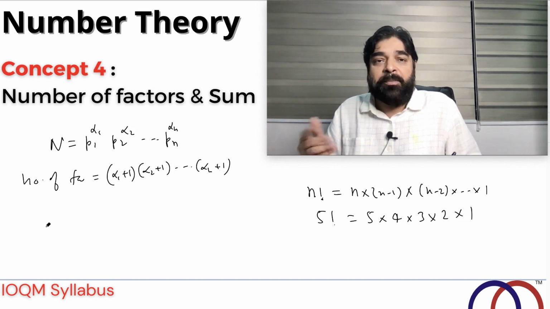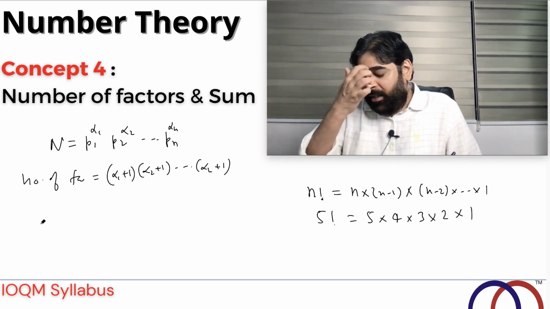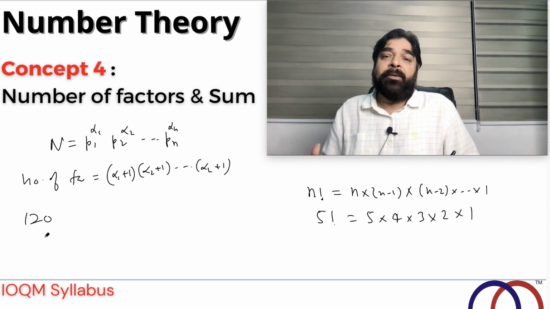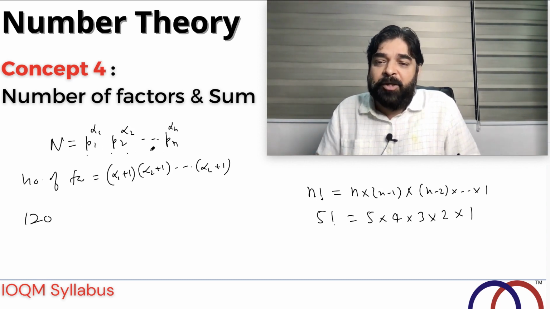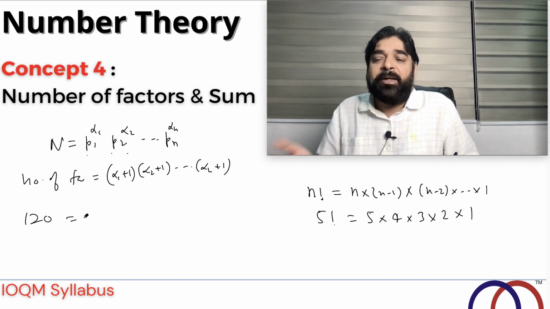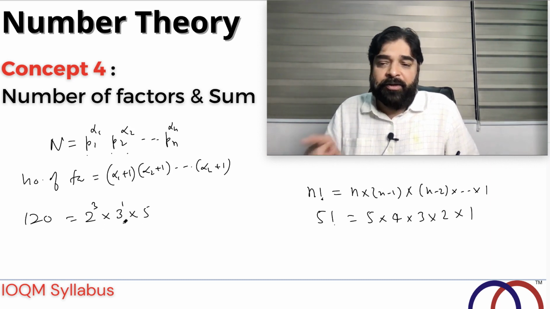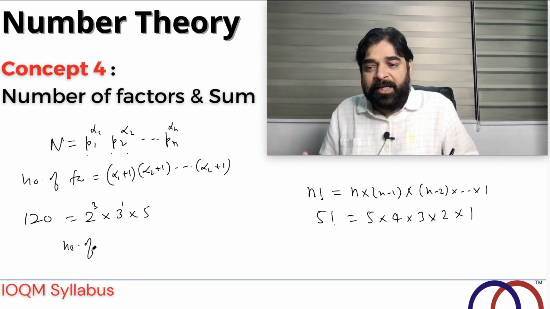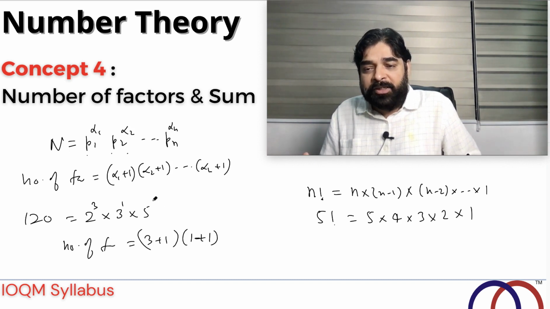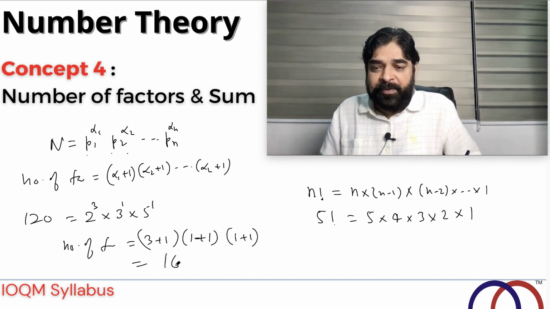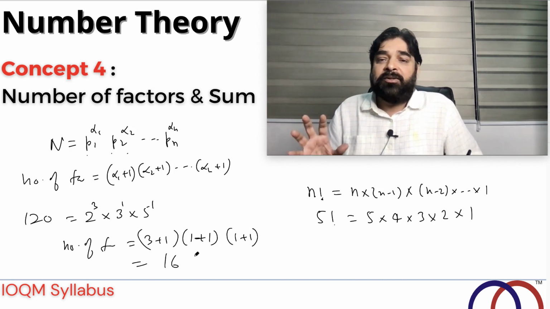For example, suppose somebody asks you, how many factors does 120 have? So first break 120 into primes. These P1, P2, P3 are prime. So that will be written as 2 power 3 into 3 power 1 into 5. I guess I did it correctly. 8 into 5, 40, 120. Yes. So the number of factors will be 3 plus 1 into 1 plus 1, because this is also power 1, into 1 plus 1. That means 4 into 2, 8 into 2, 16. 16 factors will be there.